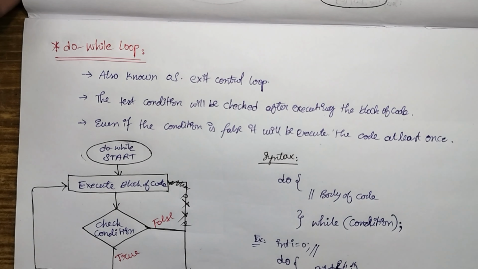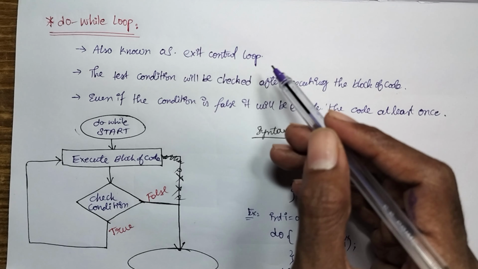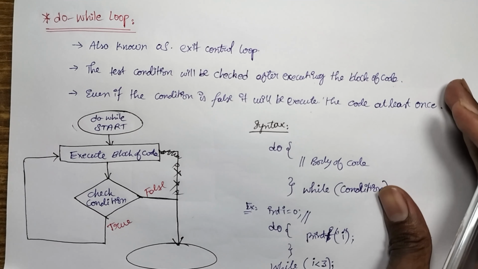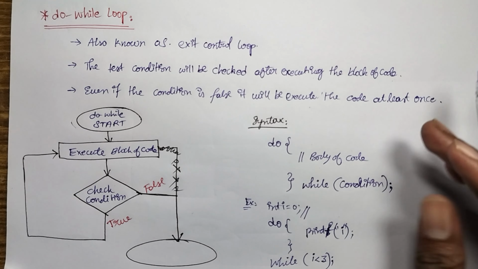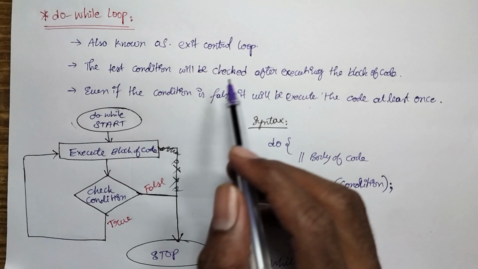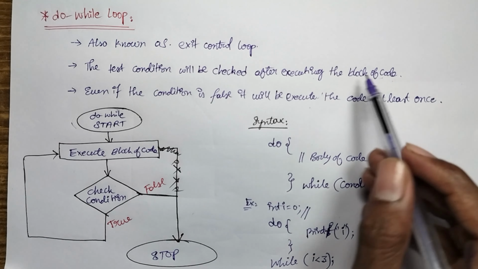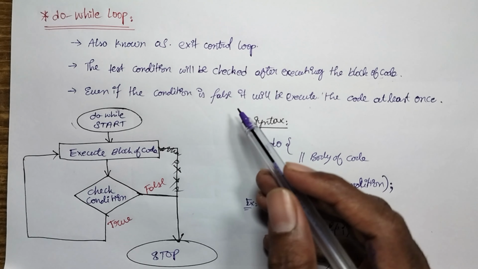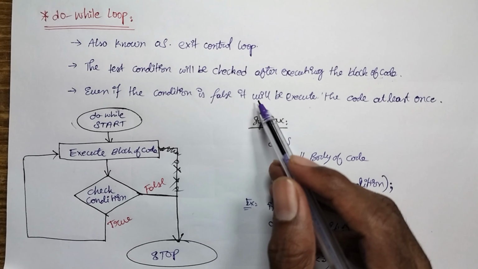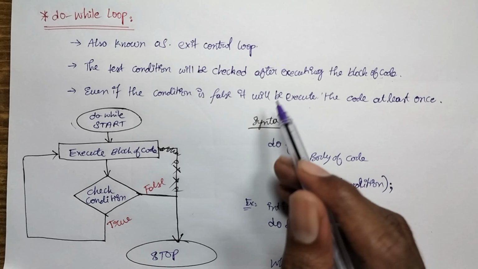Going for the do while loop, it is also known as the exit control loop, because it will check the condition at the exit of the loop. The test condition will be checked after executing the block of code, and even if the condition is false, it will execute the code at least once.